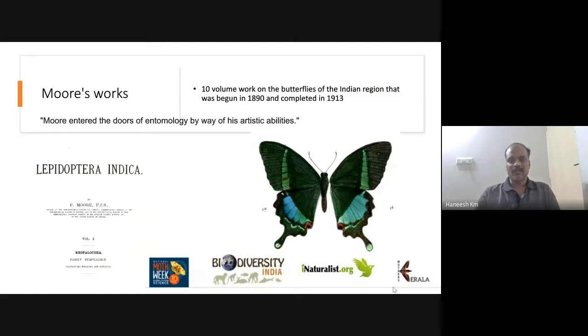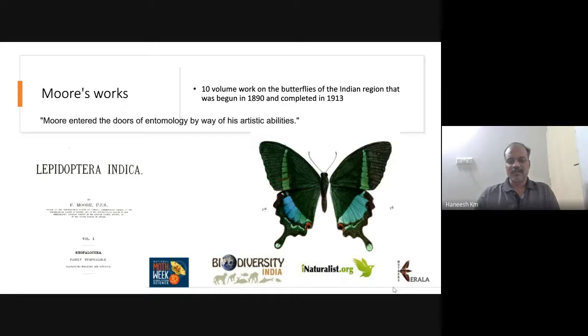He worked on it for around 10 years. He started working in 1890, and that work continued even after Moore's time. Sinha and others continued with that work. Ten volumes of Lepidoptera Indica came out, and it is still a reliable resource on the Lepidoptera diversity in the region.